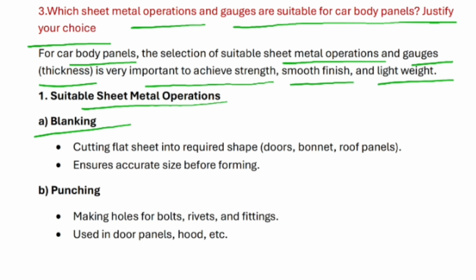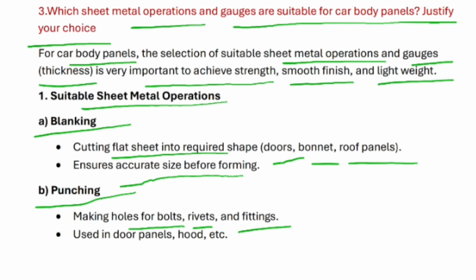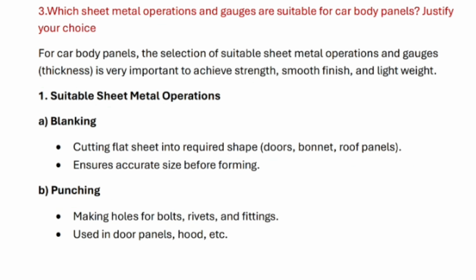The first one is blanking. What do you have to do in blanking? Cutting the flat sheet into a required shape like door, bonnet and roof panels, ensuring accurate size before being formed. Next, coming to punching. In punching, we make holes for bolts, rivets and fittings. It is used for door panels and hoods, etc.